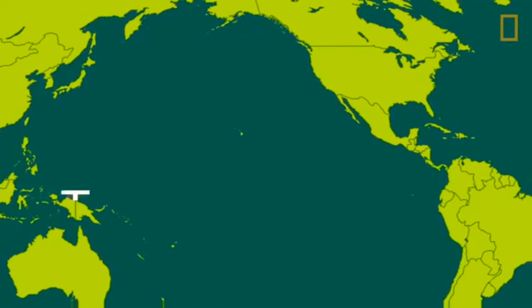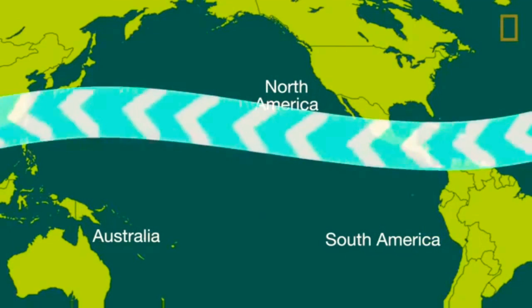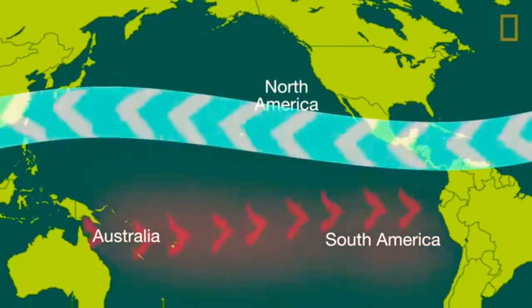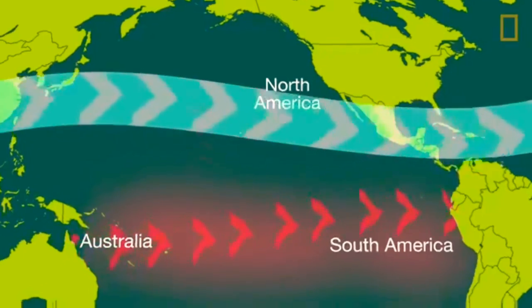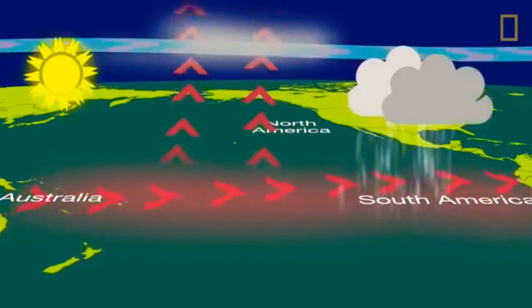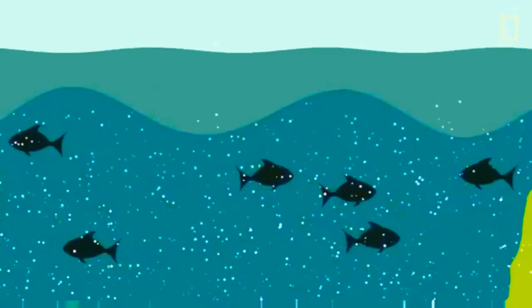An El Niño event takes place about every 2 to 7 years. Normal east to west trade winds over the Pacific weaken, and warm water that normally travels westward is now moving toward the east. Moisture then rises into the air, and the effects of El Niño are felt throughout the Americas.